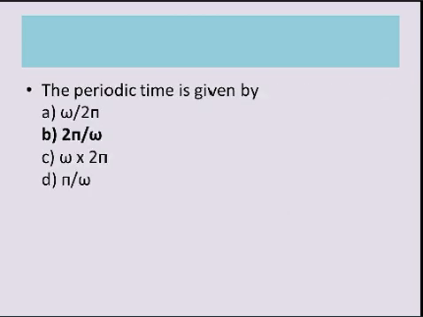The periodic time is given by option A, omega by 2 pi, or option B, 2 pi by omega, option C, omega into 2 pi, or option D, pi by omega. The correct answer is B, option 2 pi by omega.